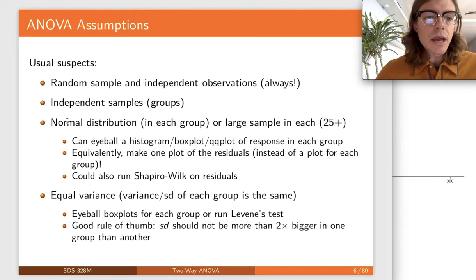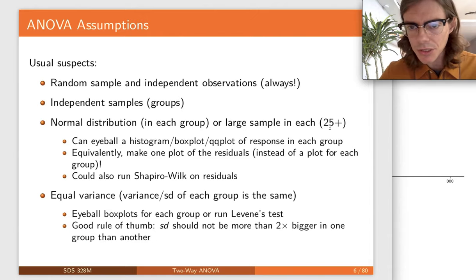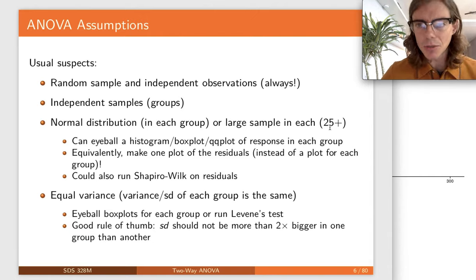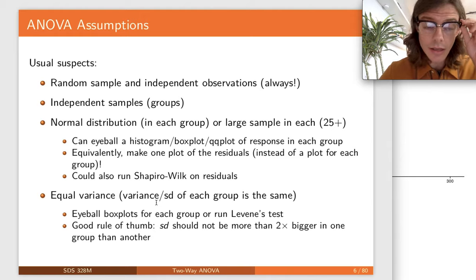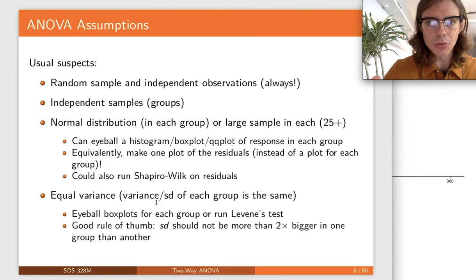So normality, it's important. If you have a big enough sample size in each group, it's much less important, but it's a good idea to eyeball to make sure nothing wacky is going on. You also have an equal variance assumption, or a homoscedasticity assumption. Some people call it homogeneity of variance. It's just saying, hey, in our 3 groups, do their spreads look similar?